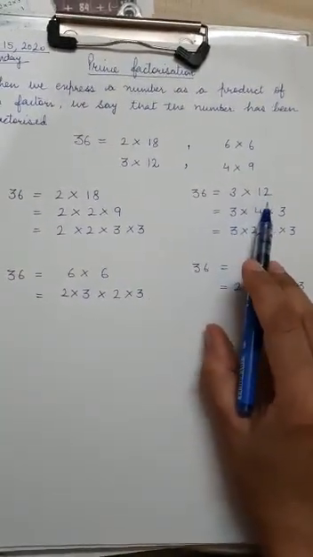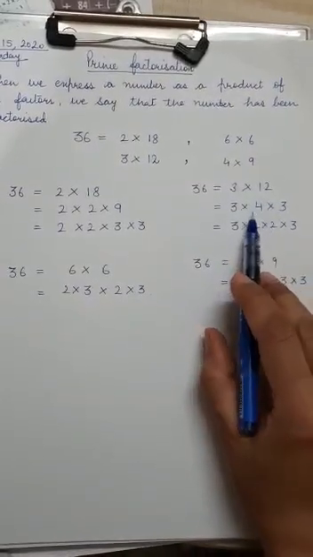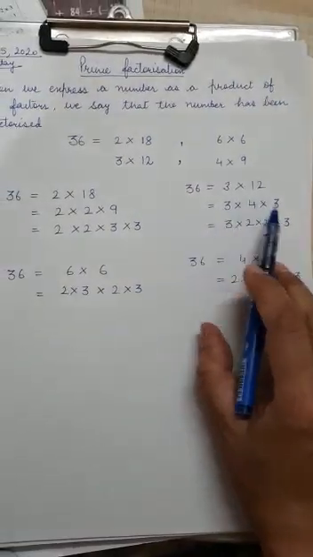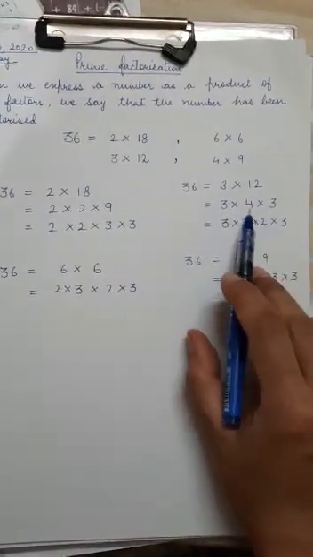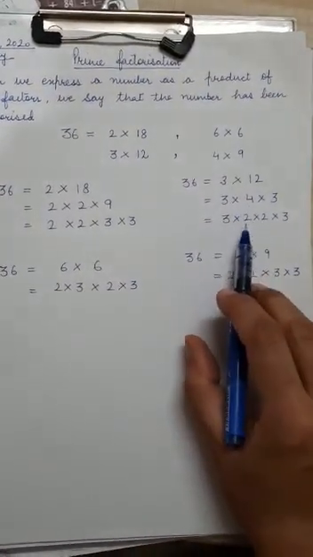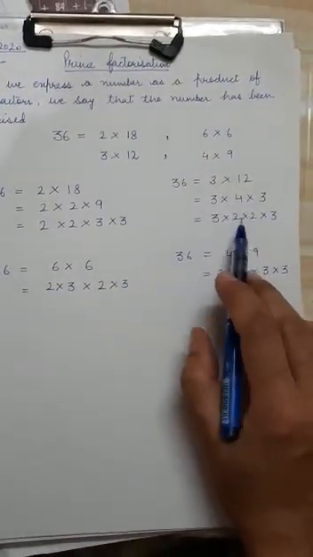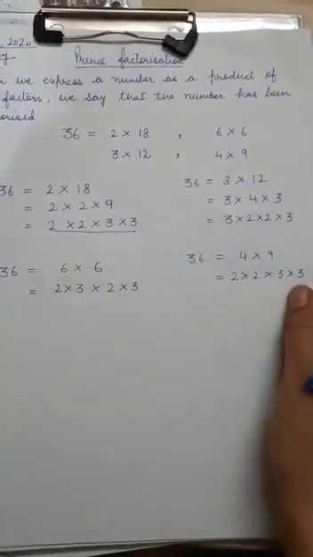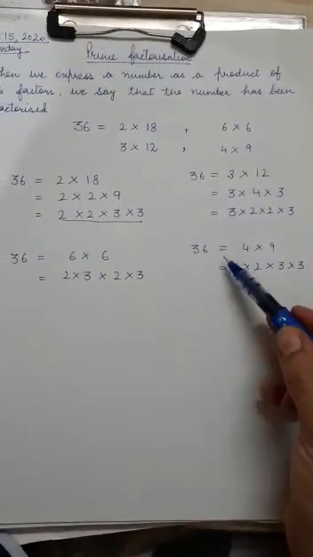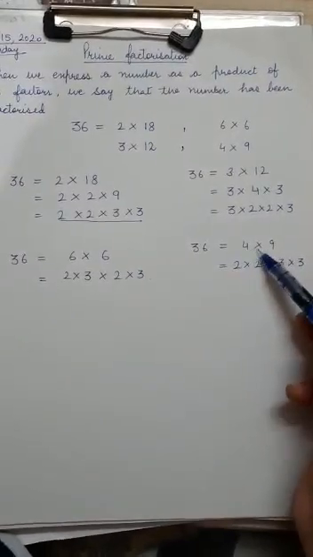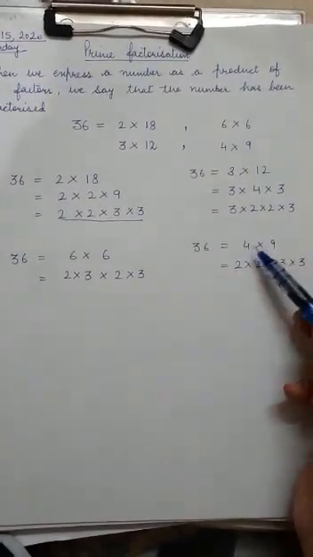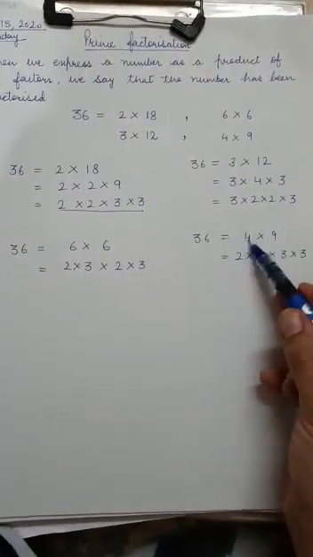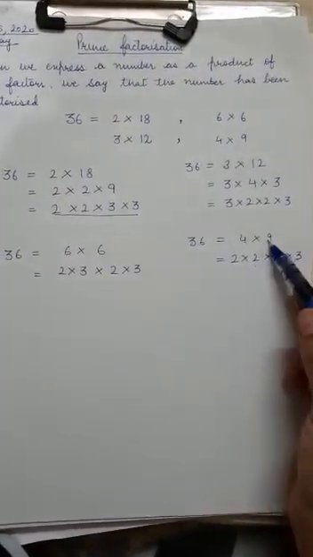Now 12. 12 can be factorized further as 4 multiplied by 3. Now here the 3s cannot be factorized further. 4 can be factorized further as 2 multiplied by 2. So again I have got the same factorization: 2 multiplied by 2 multiplied by 3 multiplied by 3. In the same way, 36 can be written as 4 multiplied by 9. Now these two numbers again can be factorized further. 2 multiplied by 2 makes 4. 3 multiplied by 3 makes 9.